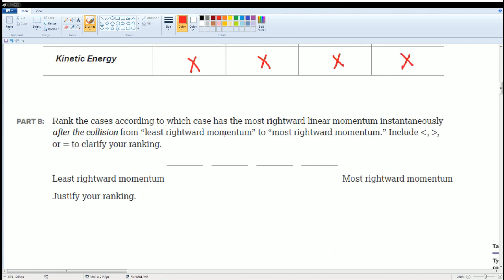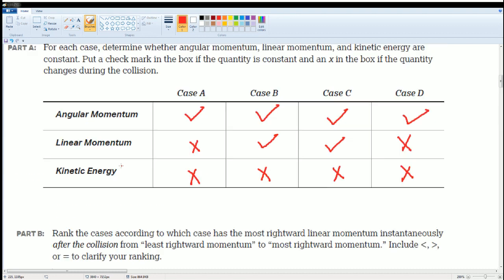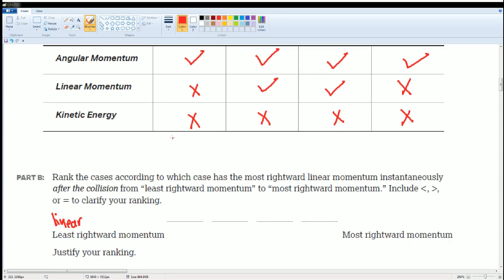Okay. Next, you're going to rank the cases from the least rightward momentum to the most rightward momentum. Again, this is just talking about linear momentum. Pause the video. Try your best. Look at how it's ranked.